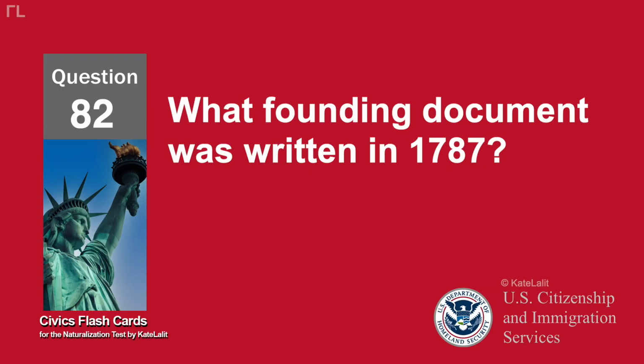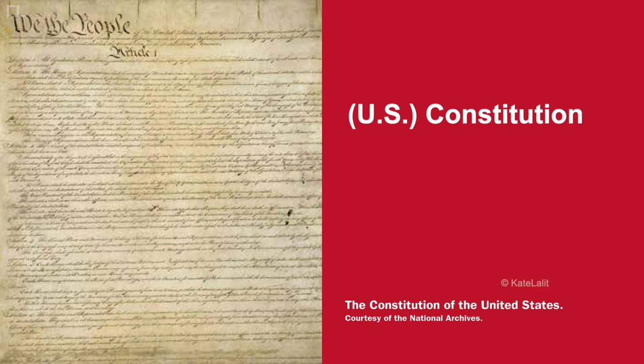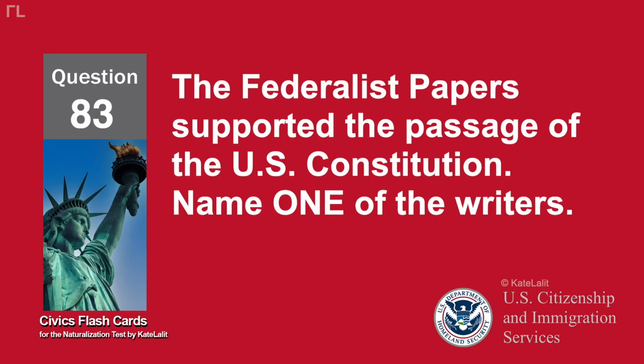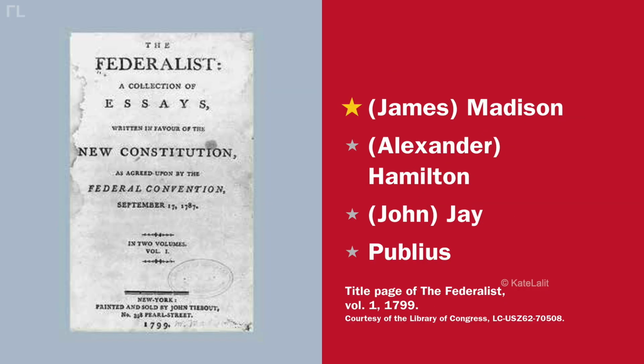What founding document was written in 1787? U.S. Constitution. The Federalist Papers supported the passage of the U.S. Constitution. Name one of the writers. James Madison, Alexander Hamilton, John Jay, Publius.